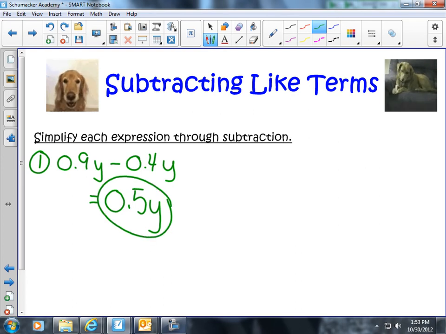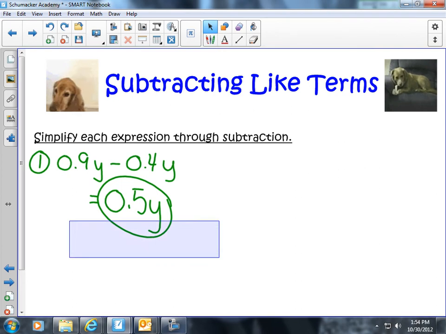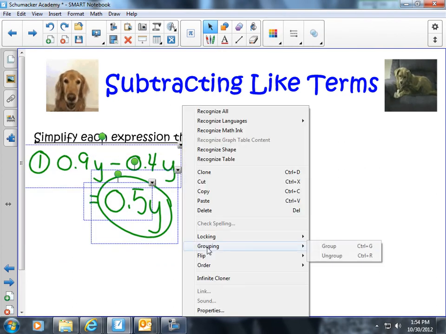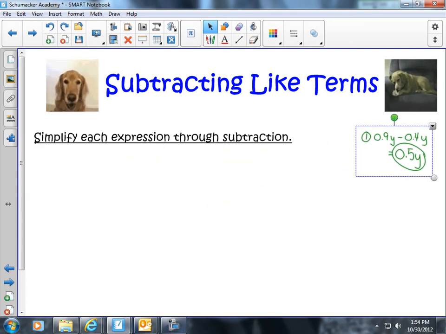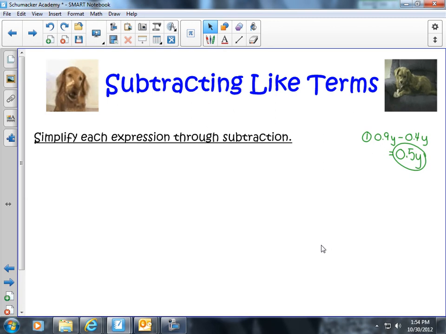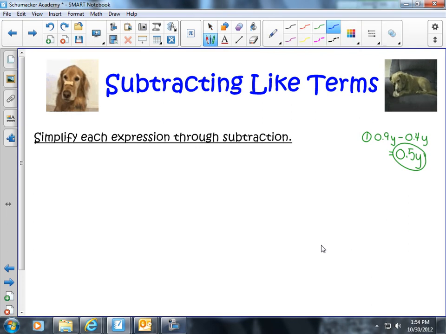So again, if we have 0.9y minus 0.4y, you're just going to subtract the decimals. You get 0.5, and it's y. Okay? Let's go ahead and try another one. Now, if you are a little bit confused about how we did the subtraction of these terms, go back and take a look at the adding like terms video, and you'll see we have a visual with bar modeling that maybe will help you. But we're going to get right into the problems over here. All right, let's try another one.